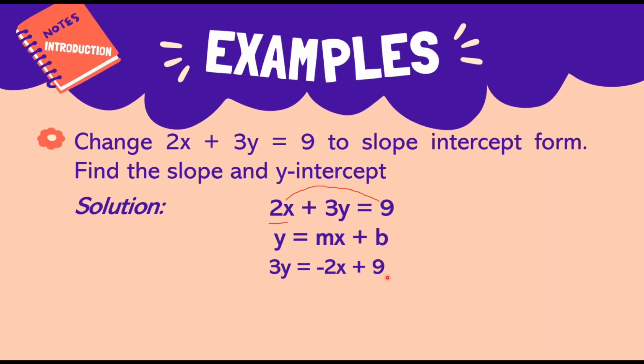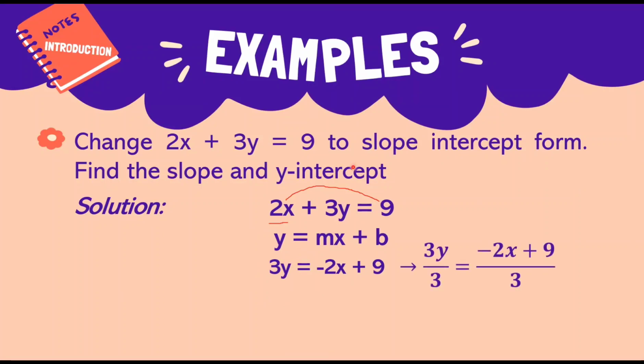Now, so since we will not apply the properties of equality, let us apply the easiest way. So let us divide both sides by positive 3 to eliminate our numerical coefficient, which is 3.